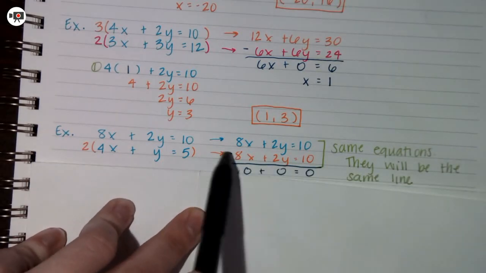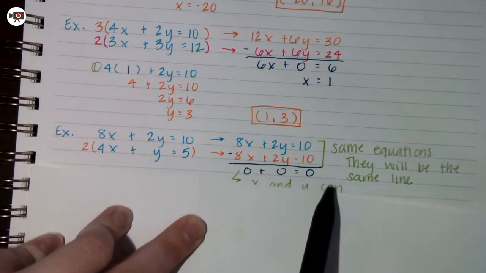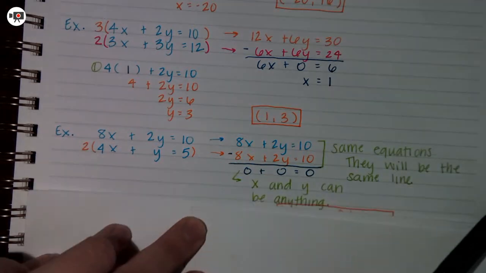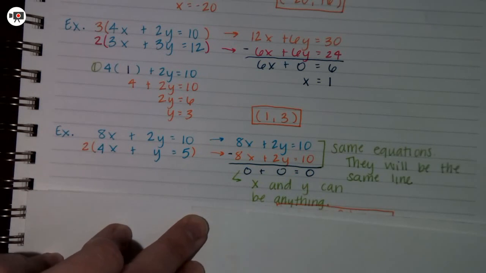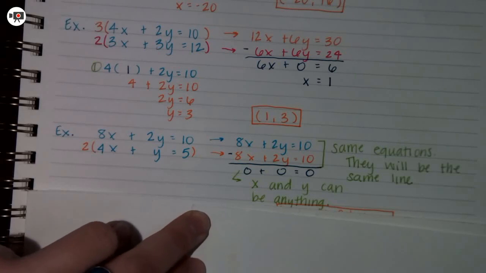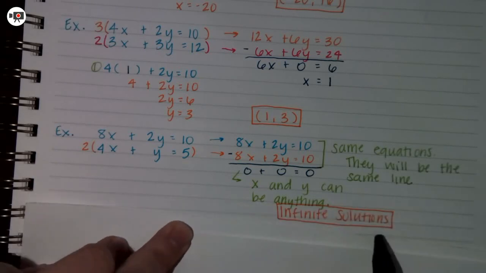So if I continue on and I subtract, I get 0 plus 0 equals 0. That is always true. X and y don't matter in this situation. X and y can be anything. So for every value that I choose for x and every value that I choose for y, it will always work out to be true. So this is infinite solutions.